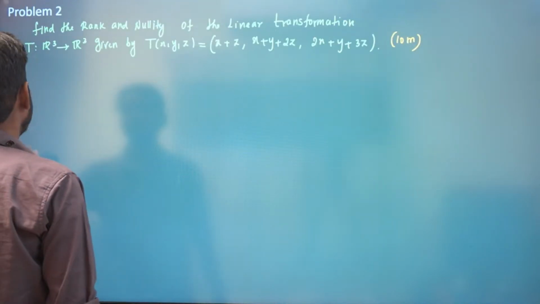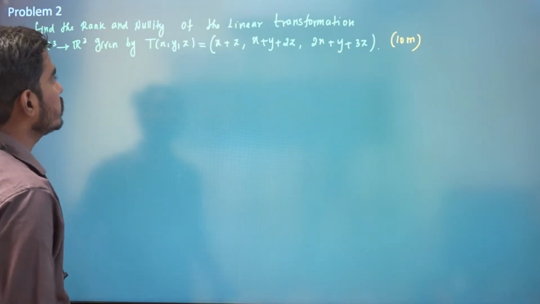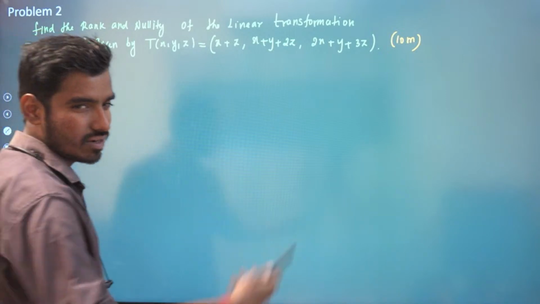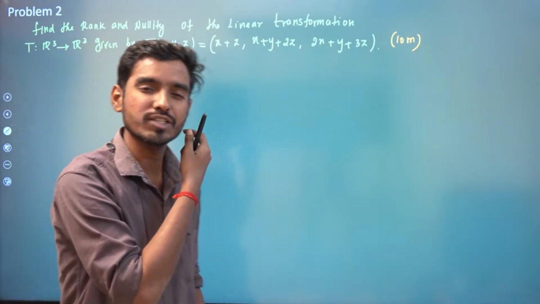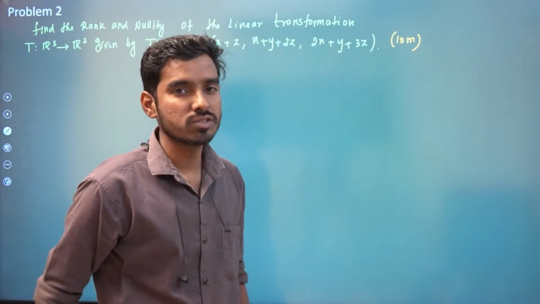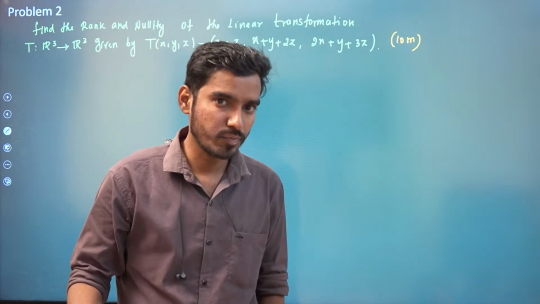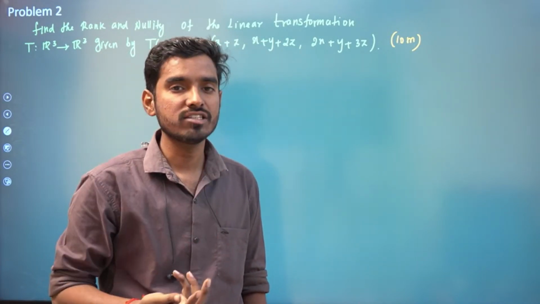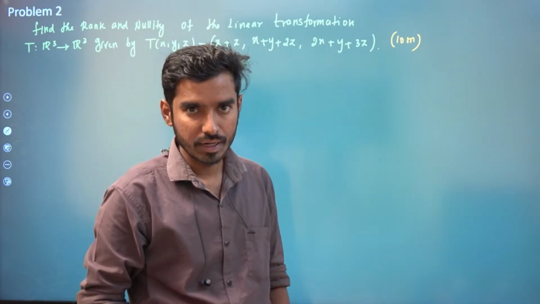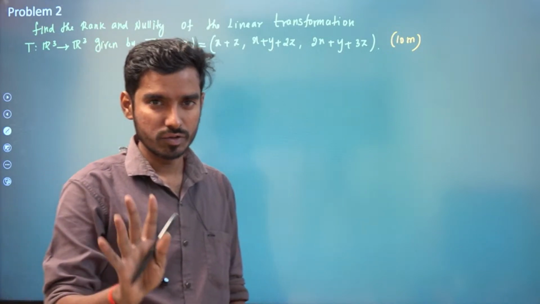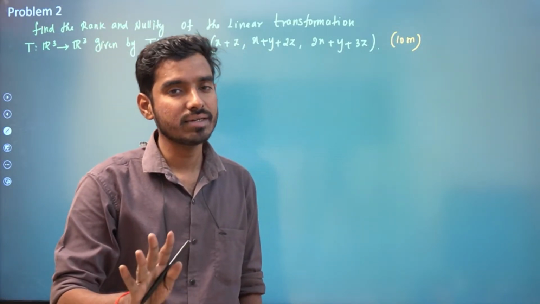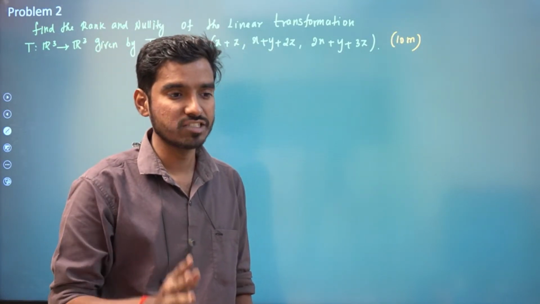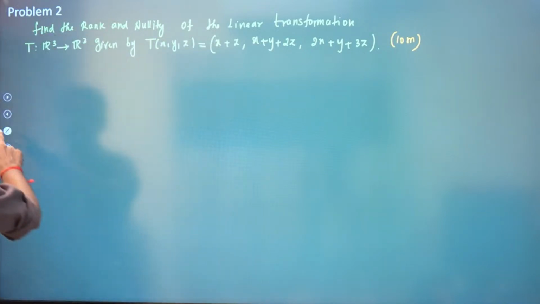Okay. Find the rank and nullity of the linear transformation. Again, very simple. In the 2024 video itself, I have explained very deeply what is meant by range space. Dimension of range space is your rank, and dimension of null space is your nullity, right? Here you don't need to find a basis at all. You just have to find the dimension of null space and dimension of range space. That's it.